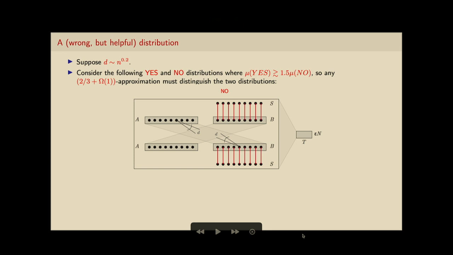And what do we have here? We have 3 sets of vertices: A vertices, B vertices, and S vertices. The S vertices are singletons when you look at the induced subgraph of the core. So they still have epsilon n edges to the dummy vertices, but they're singletons inside this core. There is a D regular graph from A vertices to B vertices.